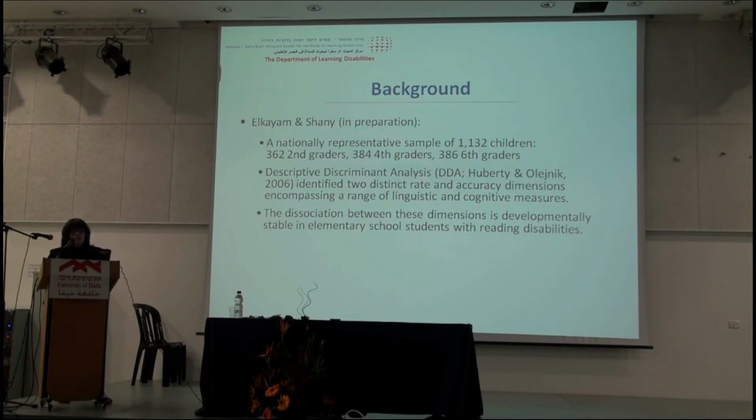And we used a descriptive discriminant analysis to identify two distinct rate and accuracy dimensions, encompassing a range of linguistic and cognitive measures. So actually we built these dimensions not upon selective measures of reading, and I will show you in a minute. It was a lot of measures which was also reading and language. The dissociation between these dimensions is developmentally stable in elementary school students with reading disabilities among Hebrew readers.